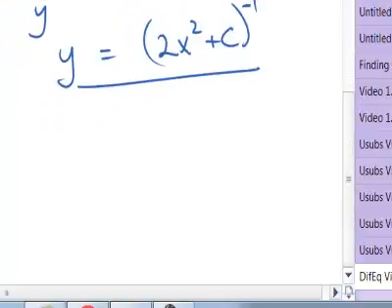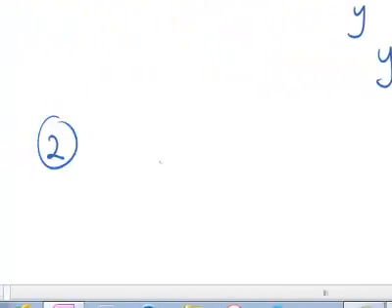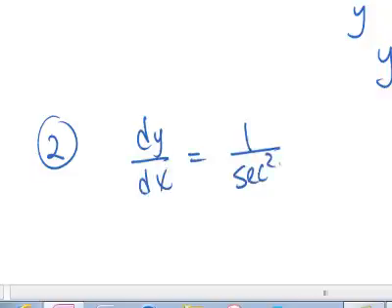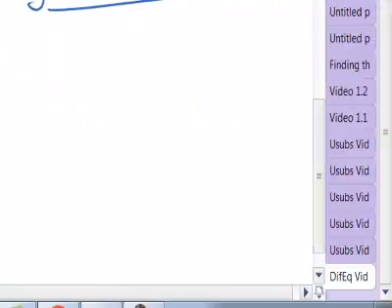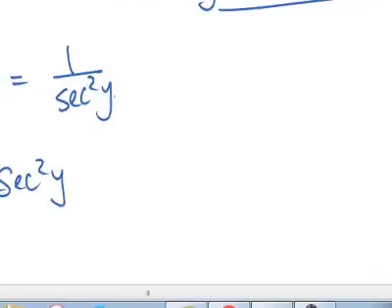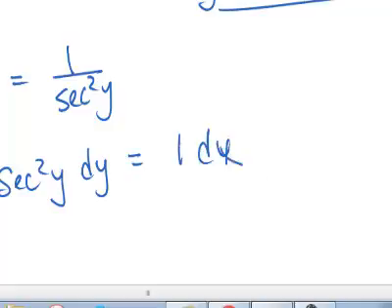Okay, let's do an example with a trig function in it. So this time we're going to say dy/dx is equal to 1 over secant squared of y. Alright, so step 1, separate the variables. So I'm going to bring the secant squared y over to the left, with dy, by multiplying, and then I'm going to have 1 dx, that's an x, on the right hand side.